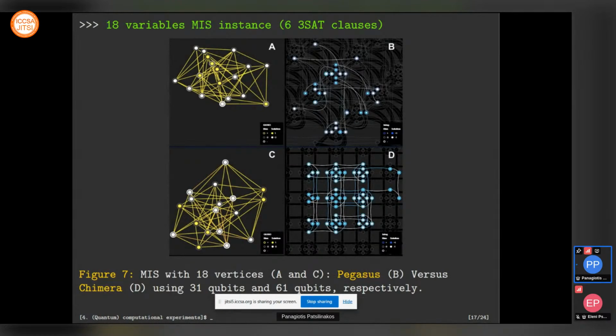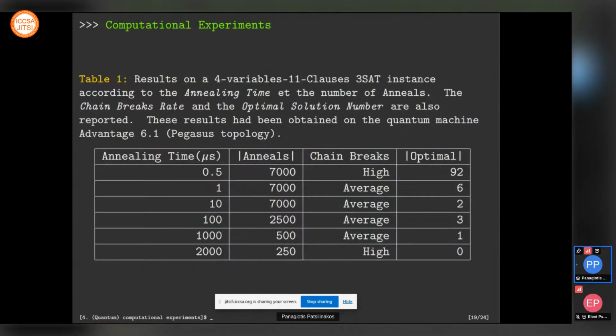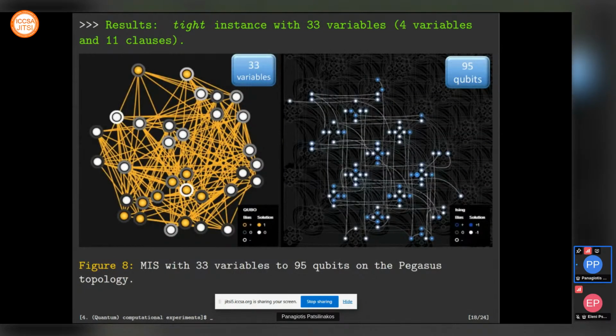The old one, the Chimera one, and a more recent one, the Pegasus one. And we can see, from the 6 clauses, we have 18 variables, 3 times the number of clauses. For the old topology, we required 61 qubits, and for the most recent one, the best one, the worst one, we need only 31 qubits. Okay, I will practically finish with this slide.